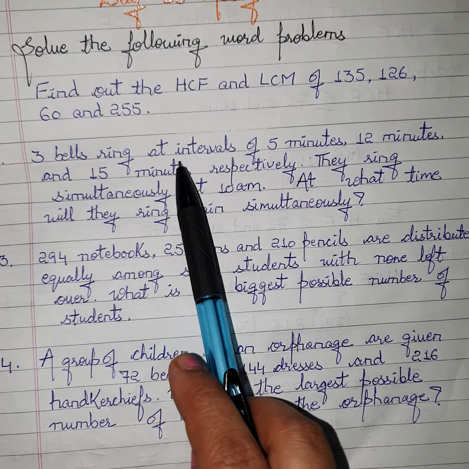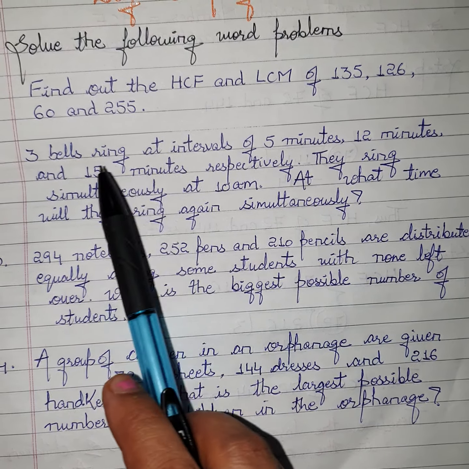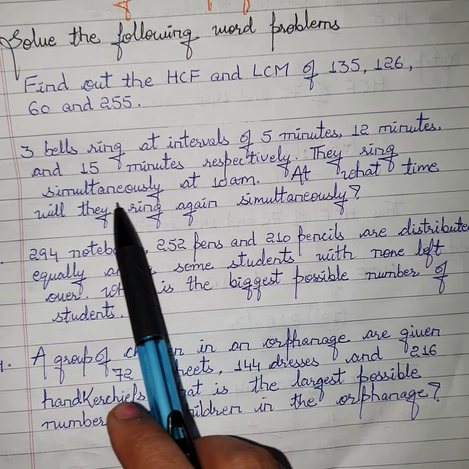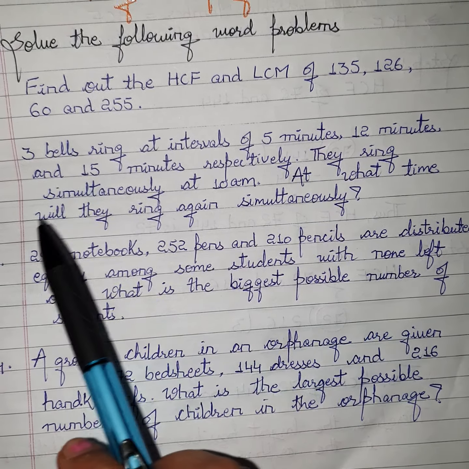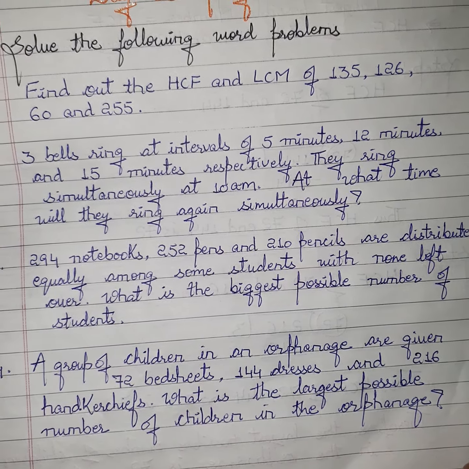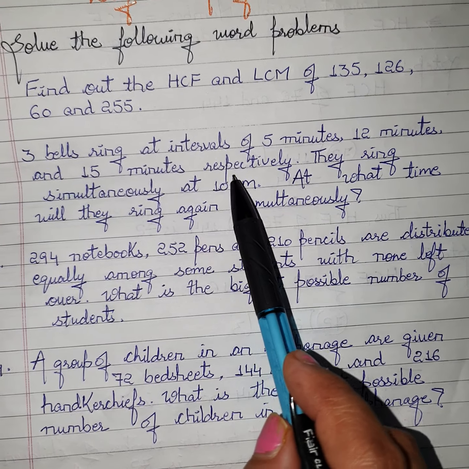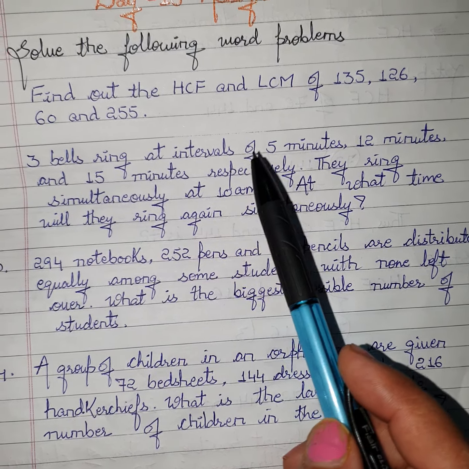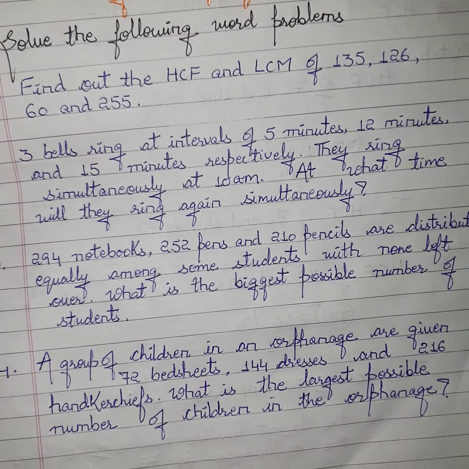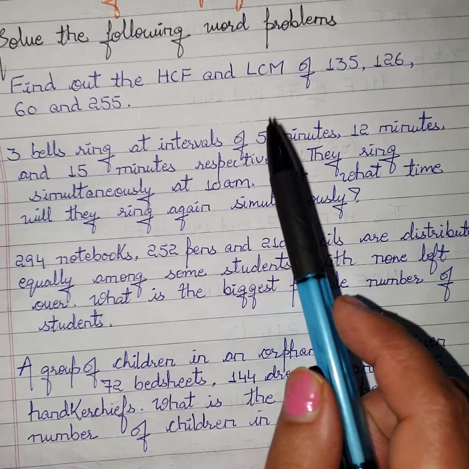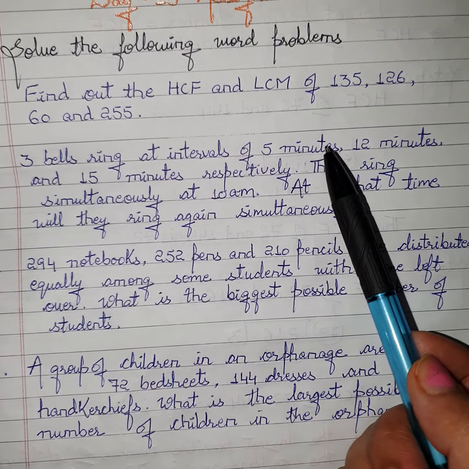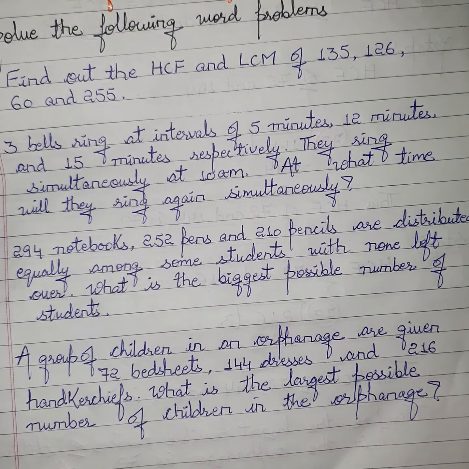Then, 3 bells ring at intervals of 5 minutes, 12 minutes and 15 minutes. They ring simultaneously at 10 am. At what time will they ring simultaneously again? So as I told you, this is a short time. So we will find the LCM and the result will be converted into hours.